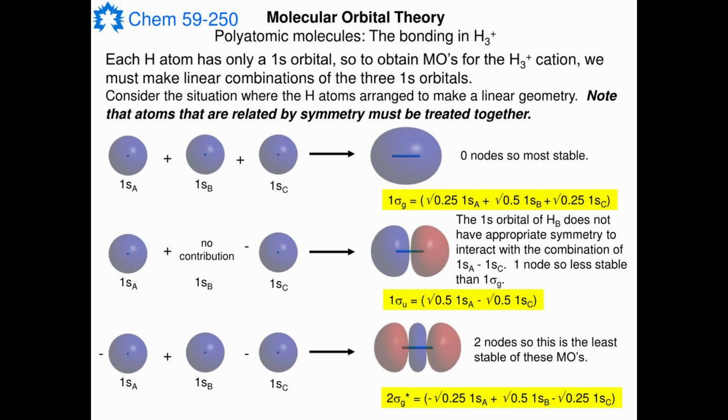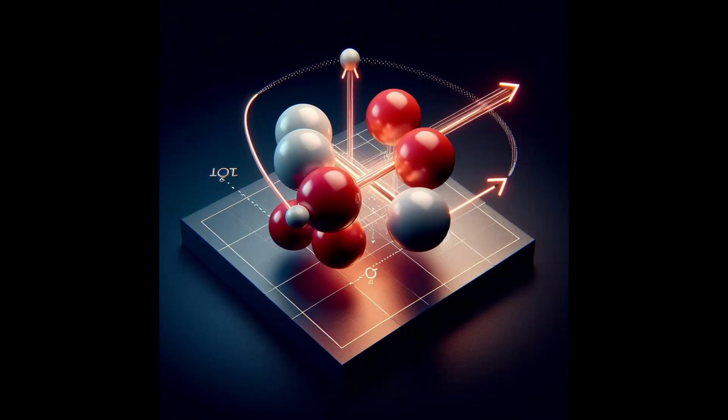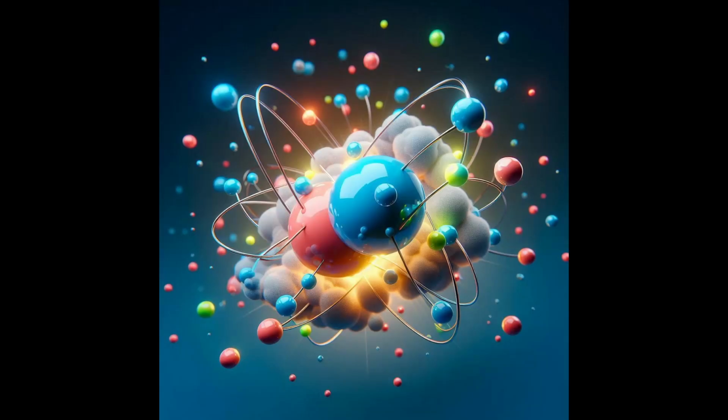This is called linear combination of atomic orbitals, or LCAO. When two atomic orbitals combine, they create two types of molecular orbitals, bonding and anti-bonding. The bonding molecular orbital has lower energy than the original atomic orbitals, which makes it more stable. Electrons in bonding orbitals pull atoms together, creating stability in the molecule.